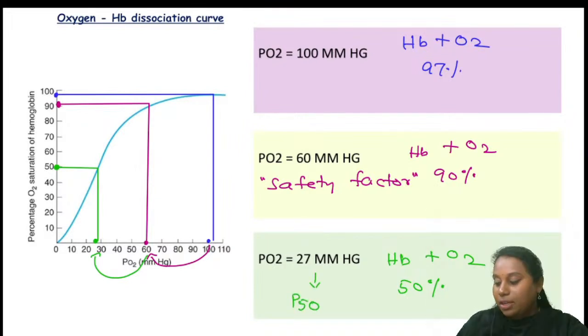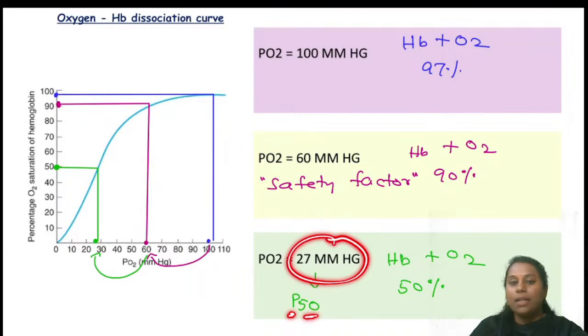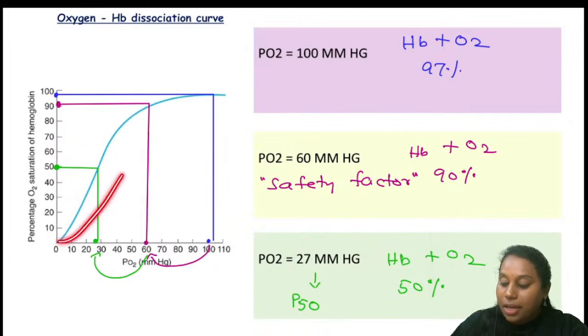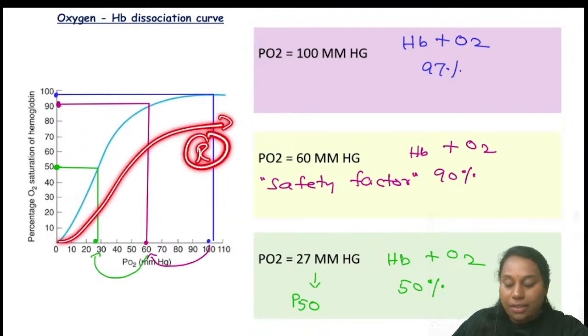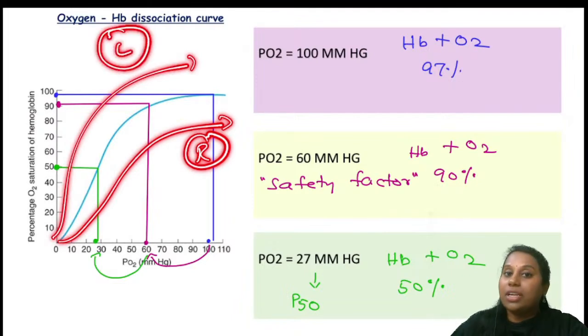What is P50? The partial pressure at which 50% saturation happens. What is the value of P50? 27 millimeter of mercury. These are all normal values. This is a normal curve. This curve can be shifted to the right like this, or it can be shifted to the left like this. Right shift and left shift of the curve. What are the abnormal shifts in the curve?